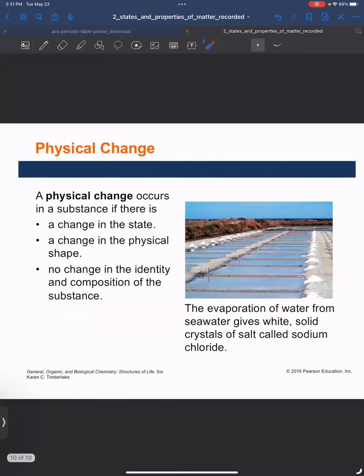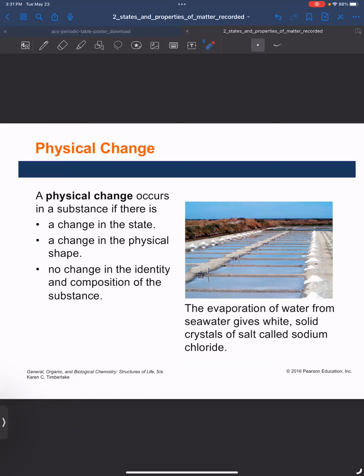Now let's discuss a physical change, which I kind of gave you an example of earlier when I talked about boiling the water to make pasta. So a physical change occurs in a substance if there is a change in the state of matter, so when I said water went from a liquid to a gas, that counts as a change in state. If there's a change in the physical shape, if there's no change in the identity and composition of the substance, once again, if you're working with water, it stays as water.